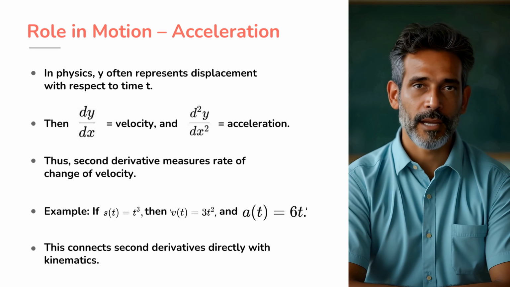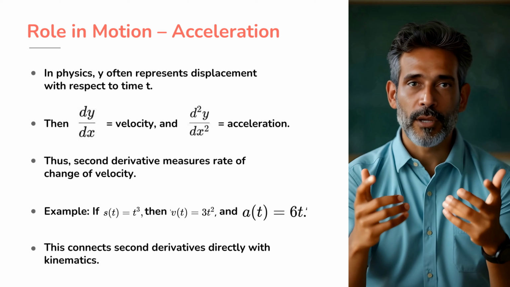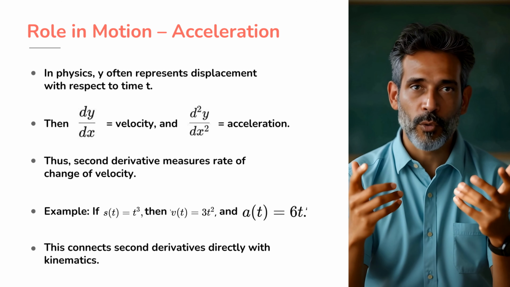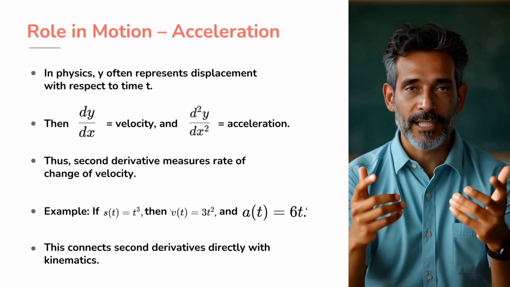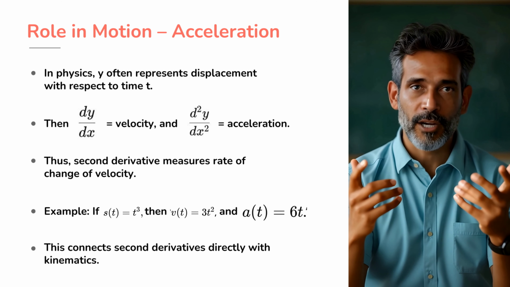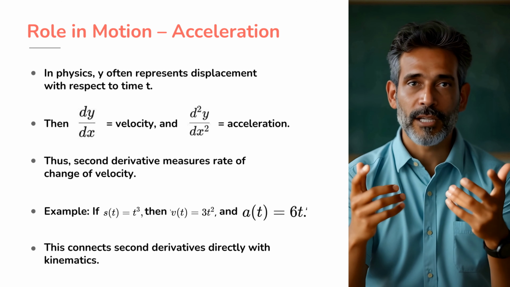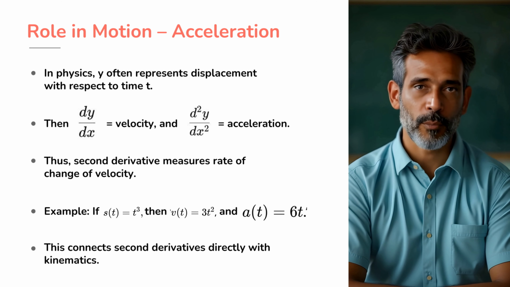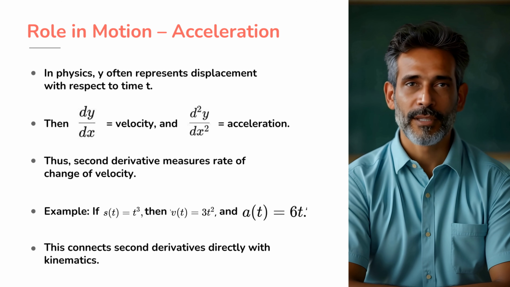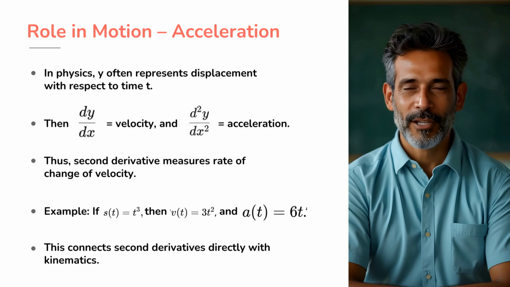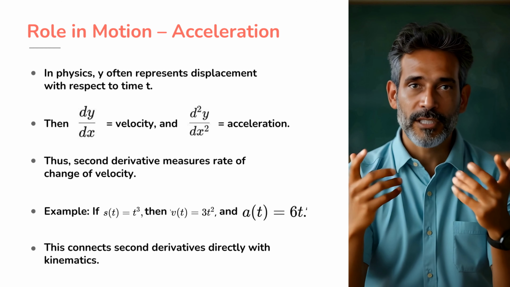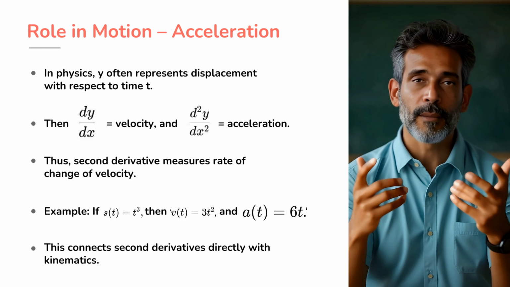For example, if s of t equals t cubed, then velocity v of t equals 3t squared and acceleration of t equals 6t. This clearly shows how the second derivative is linked with acceleration in motion. So, second derivatives are not only abstract calculus concepts, they are applied every time we study movement in real life.